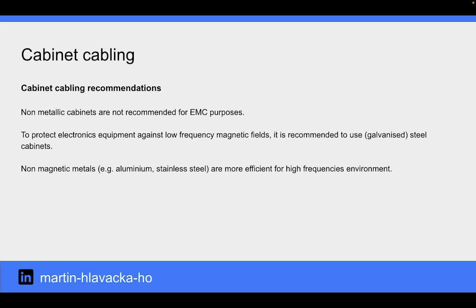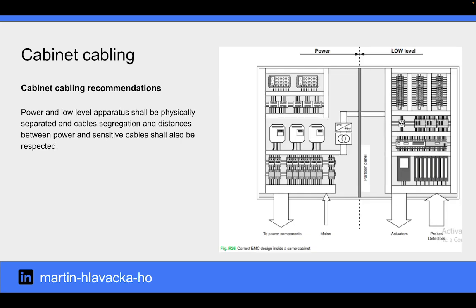Non-metallic cabinets are not recommended for EMC purposes. To protect electronics equipment against low-frequency magnetic fields, it is recommended to use galvanized steel cabinets. Non-magnetic metals are more efficient for high-frequency environments. Power and low-level apparatus should be physically separated, and cable segregation and distances between power and sensitive cables should also be respected as shown in the figures R26 and R27.